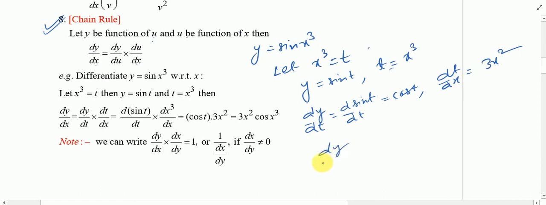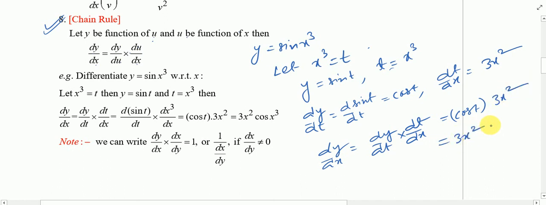But I'm looking for dy upon dx. So dy upon dx will be given as dy upon dt into dt upon dx. You have already found dy upon dt, so substitute the values: cos t, into dt upon dx, which is 3x square. So you get 3x square cos, and in place of t, substitute x cube. So this is the differentiation, and this is the use of chain rule.